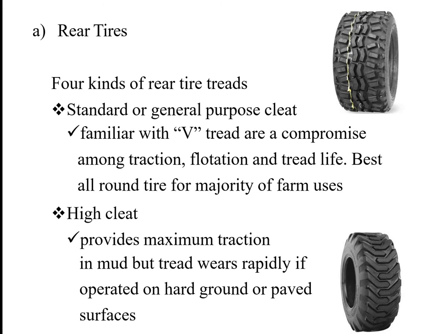This is the rear tire. There are four kinds of rear tires. The standard general purpose cleat, familiar with the wheel tread, is a compromise among traction, rotation and tread life, and the best all-round tire for the majority of farm uses. And the high cleat provides maximum traction in mud, but the tread wears rapidly if operated on hard ground or paved surfaces.